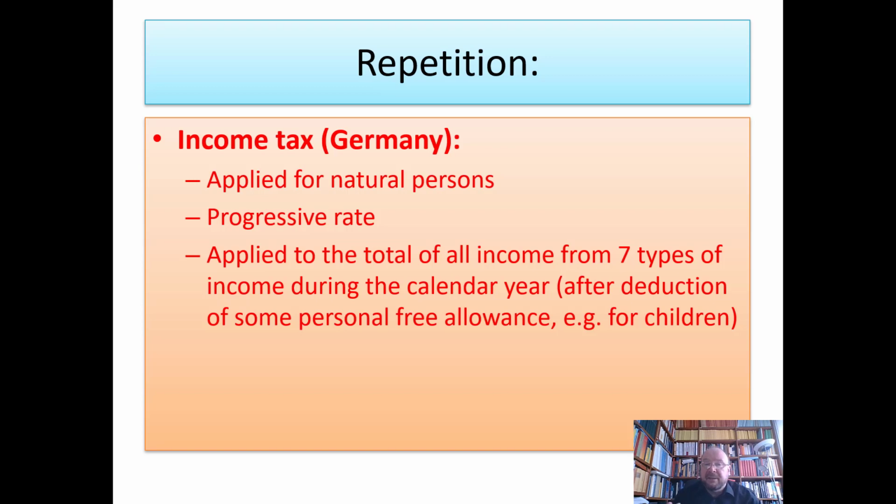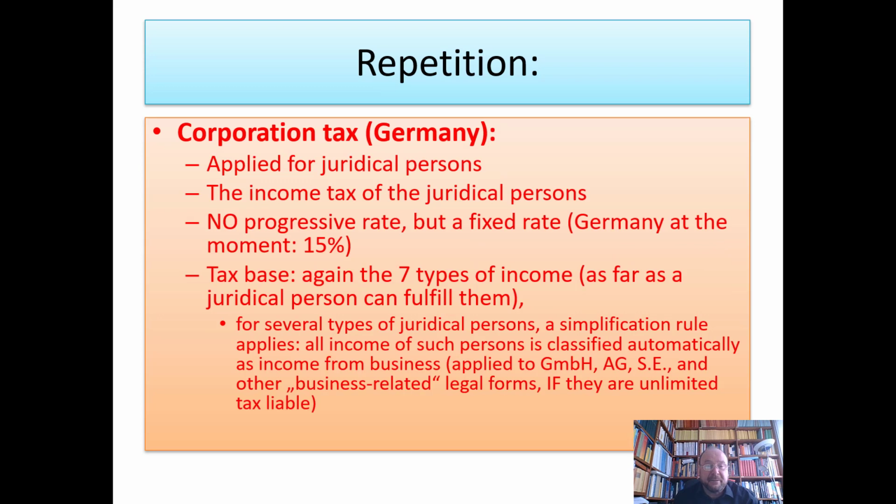Good. And another important thing was income tax applies to natural persons, has a progressive rate, and there were 7 types of income in Germany. Other countries also usually cover the income by setting up a list of what is income and what is not, and there are very often some personal allowances for your personal situation if you are an unlimited taxpayer.